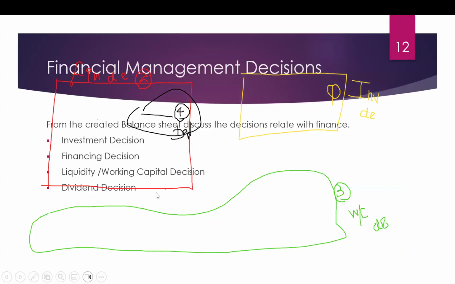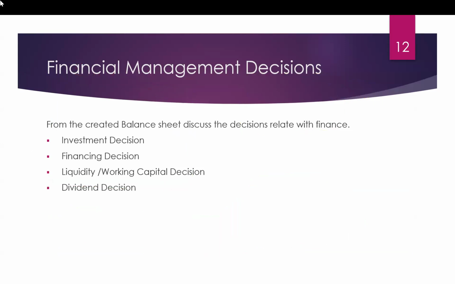Right. So those are the four decisions that you can take by analyzing the balance sheet, right? Those are the four key decisions that the finance managers need to take when they move forward with their organization: the investment decision, financing decision, working capital decision, and the dividend decision.